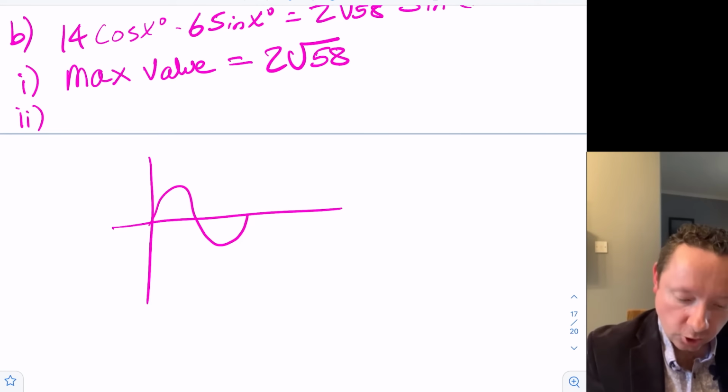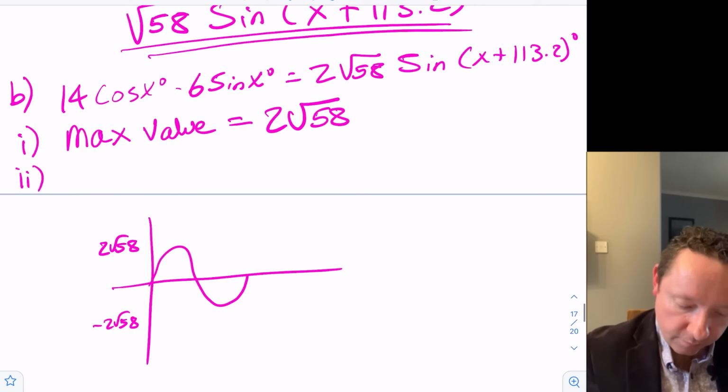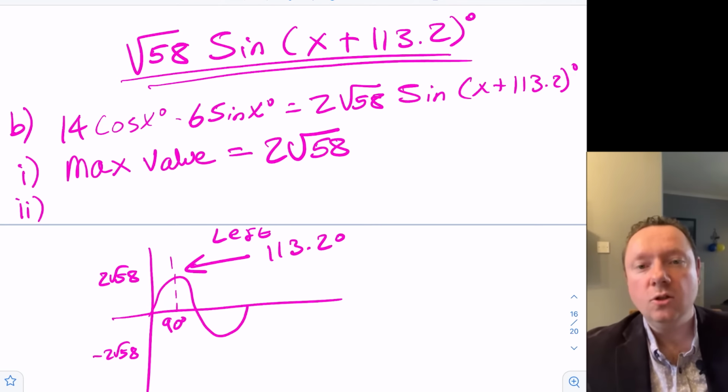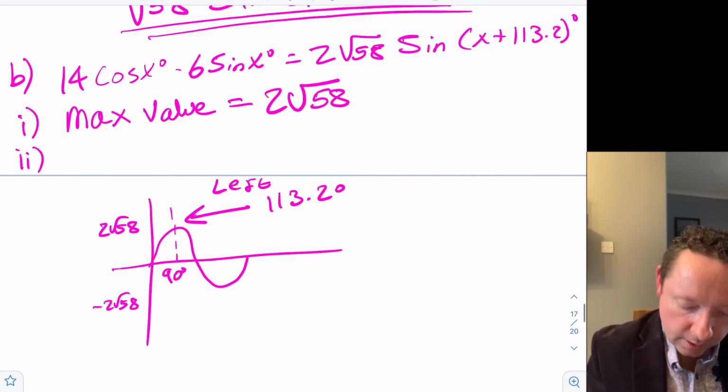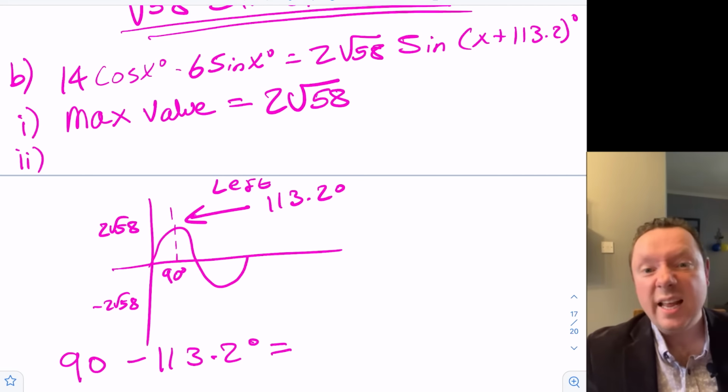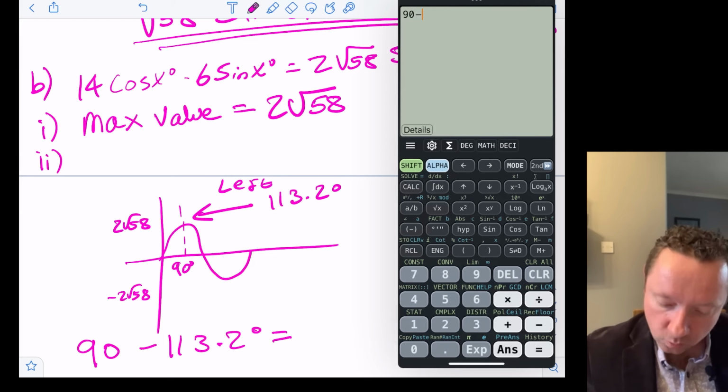And it goes to 1 and minus 1 usually, but for this one, it's going to go to 2 root 58 and minus 2 root 58. If this hadn't been shifted, this number here, its max, would be 90. But it's shifted to the left by 113.2 degrees. So all I need to do is do 90 minus 113.2. 90 minus 113.2 degrees gives me an answer which is negative. 90 minus 113.2 is minus 23.2 degrees.